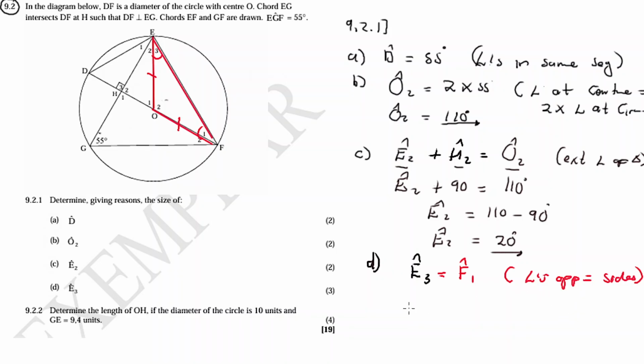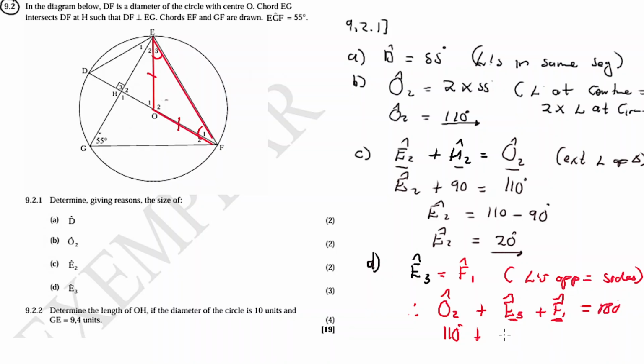Angles opposite equal sides. Okay, therefore O2 plus E3 plus F1 are all equal to 180 degrees, sum of angles in a triangle. So for the fact that E3 and F1 are equal, I can just change F1 and make it E3. We're going to substitute O2, which is 110, plus what is E3? E3 we don't know, but F1 is also equal to E3, so I'm going to change that to E3.